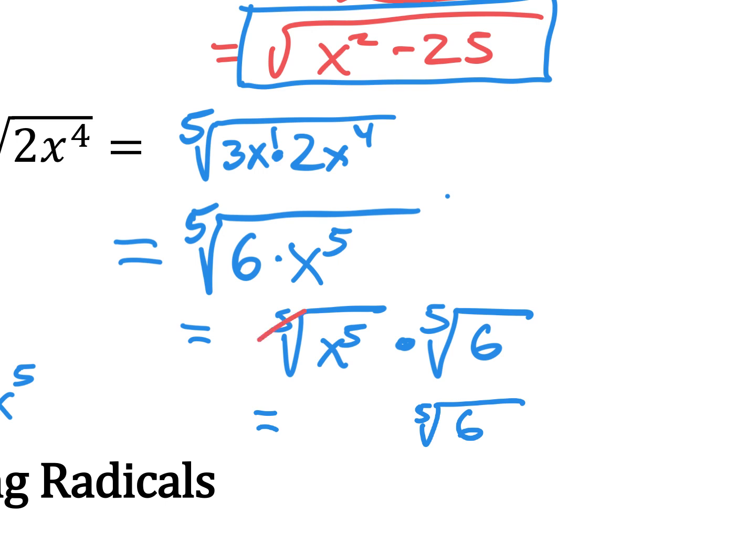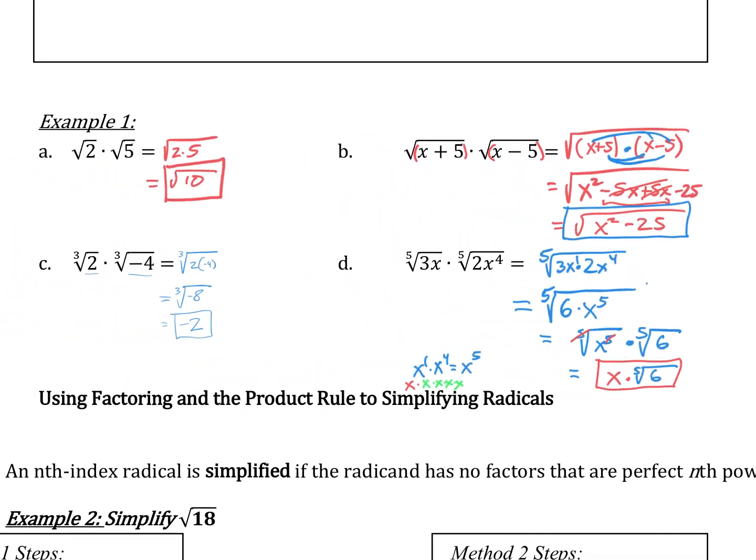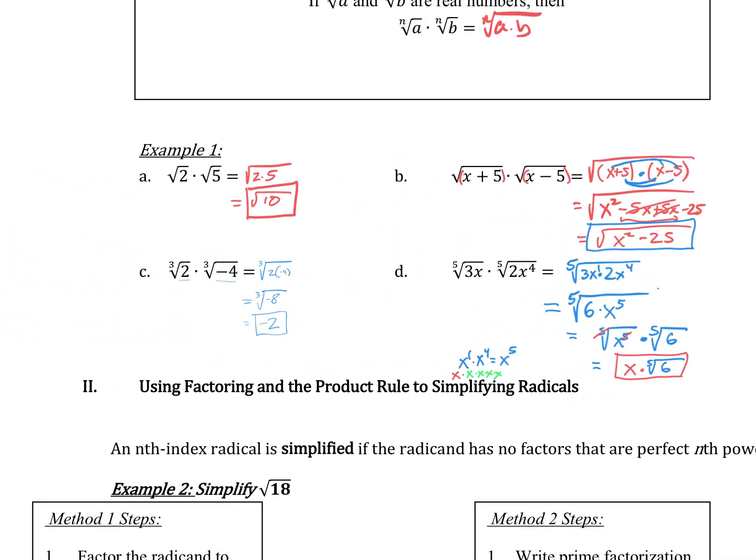But remember that these are inverse operations. The fifth root of x to the fifth, those are opposites. They cancel each other out, and that just leaves x, if you want x to the first, or just x. So x times the fifth root of 6 is the most simplified version. Okay, so that's the radical product rule. Next, we'll see how we can use that to simplify square roots.